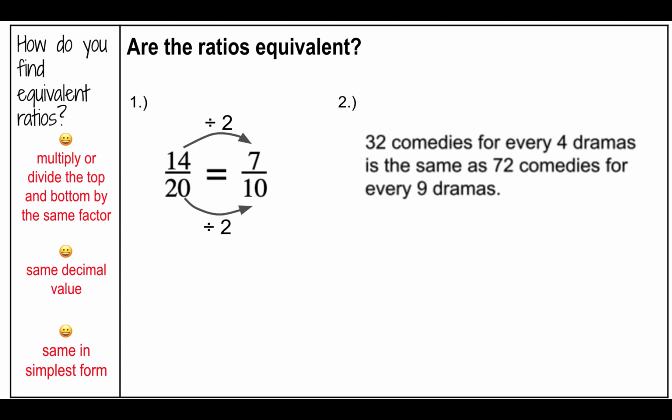The second example, this time we have to write it out. 32 comedies for every 4 dramas is the same as 72 comedies for every 9 dramas. We're comparing 32 comedies to 4 dramas. So let's set that up. Is that the same as 72 comedies to 9 dramas? This time, divide to see if they give us the same value. Take 32 and divide it by 4. What do you get? 8. Take 72 and divide it by 9. What do you get? 8. Those are the same numbers. Those 2 ratios are equivalent.